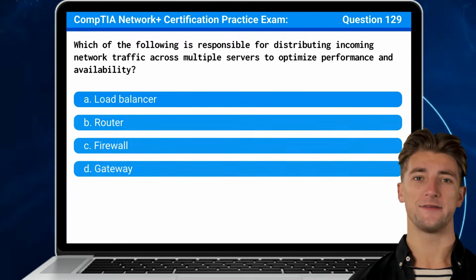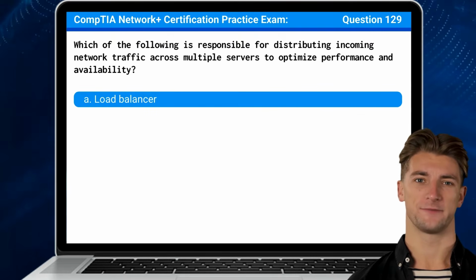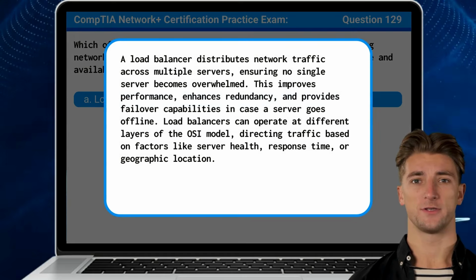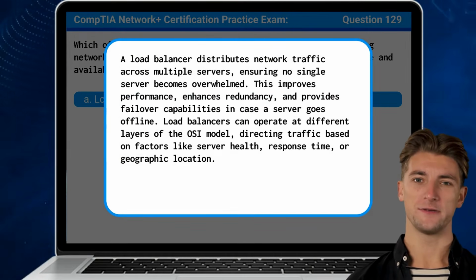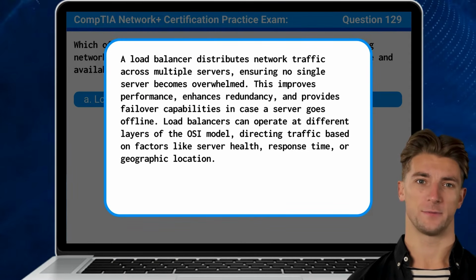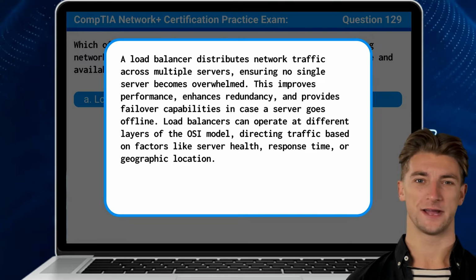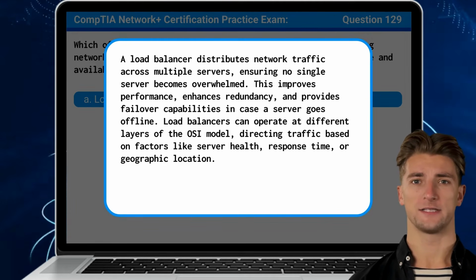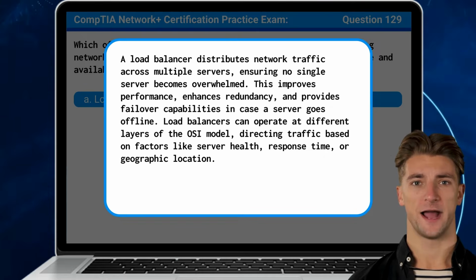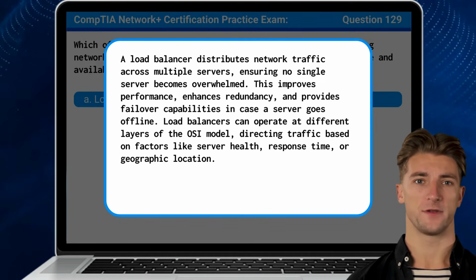The answer is A. Load balancer. A load balancer distributes network traffic across multiple servers, ensuring no single server becomes overwhelmed. This improves performance, enhances redundancy, and provides failover capabilities in case a server goes offline. Load balancers can operate at different layers of the OSI model, directing traffic based on factors like server health, response time, or geographic location.